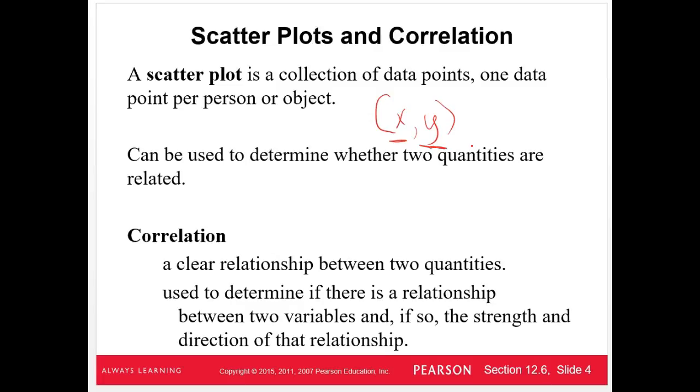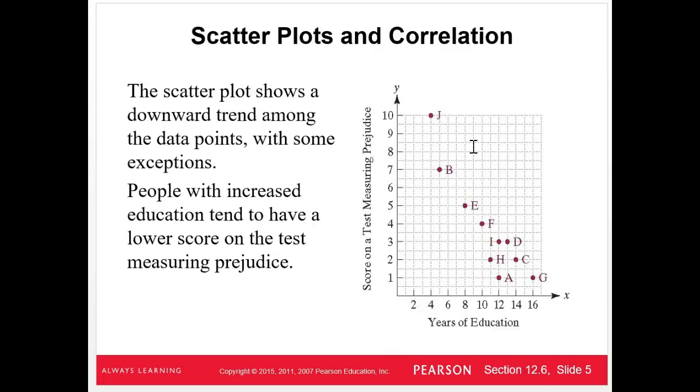Correlation is a measure to determine if there is a relationship between the two. What it means is a clear relationship between the two quantities, and we use the idea of correlation to determine if there is a relationship between two variables, and the strength and the direction. You'll understand what we mean by direction hopefully in this next slide.